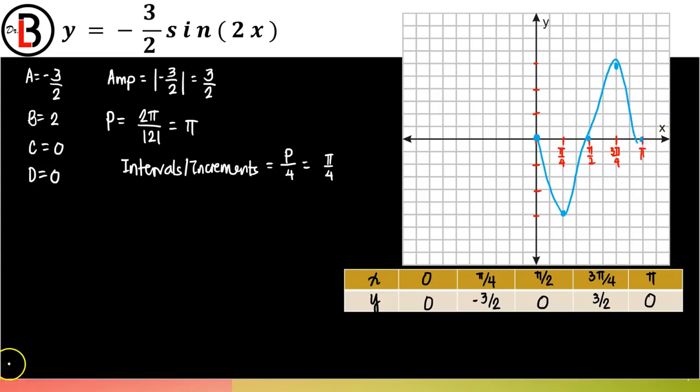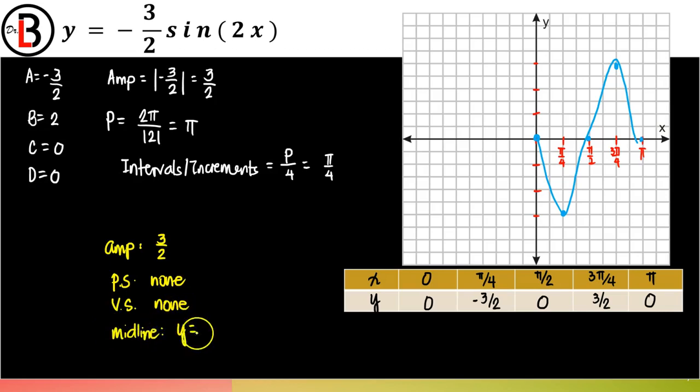So let us summarize the parts. So I can say here that for the sine, what's my amplitude? It's 3 halves. Do I have any phase shifting? Phase shifting, there's none. Do I have any vertical shifting? There's none because D is 0. What is the equation of the midline? The midline equation would be y equals D, or y equals 0, because here, you focus here at y equals 0, that's the middle of the two amplitudes.